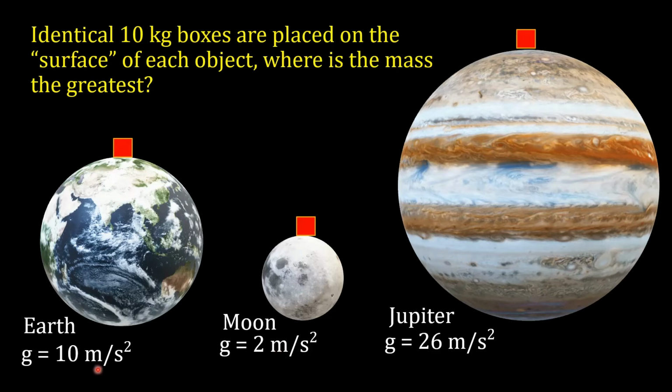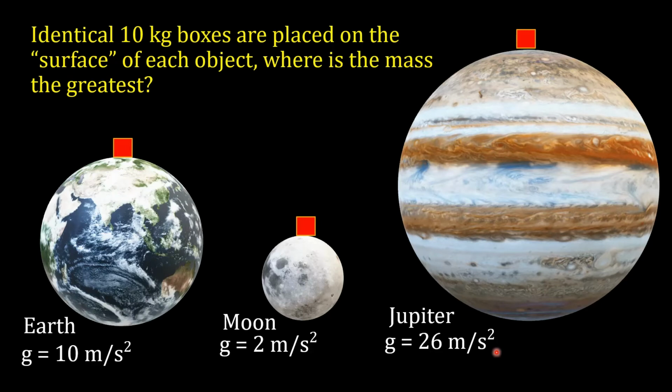2 compared to 10 means that the acceleration due to gravity on the moon is only 20% of what it is on Earth. So if you're falling, your speed would increase by 2 meters per second each second instead of 10 meters per second each second. Jupiter, on the other hand, is 26 meters per second squared, which means it's a little more than 2.5 times more than Earth. So you would quickly fall if you happened to be there on Jupiter.